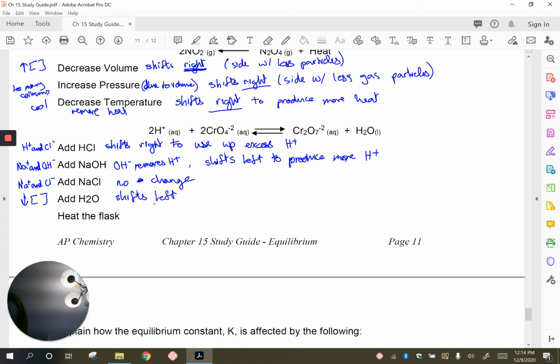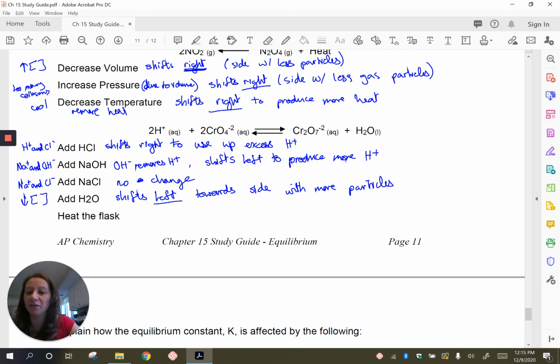So be careful if you're asked a question like this. You might get the direction right, but if you're asked to explain, you don't want to say it's because you're adding more product there. Shifts left towards the side with more particles.